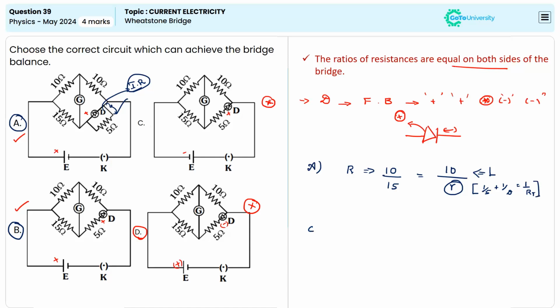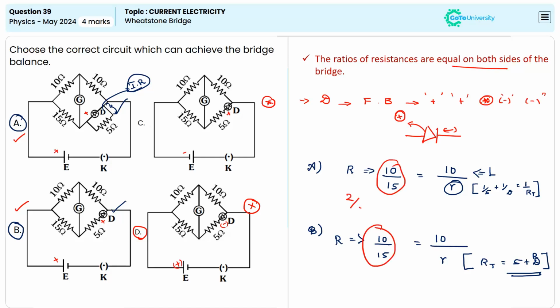In a similar way, if we are checking B, we can write the right side is having a ratio of 10 over 15 and the left side is having a ratio of 10 divided by R, because there is a diode in the connection again. So here we can write the total resistance will be equal to 5 plus the resistance of the diode, because it was connected in a series connection. So this is what we have in the question. When we are checking the right side, it is equal to 2 over 3.